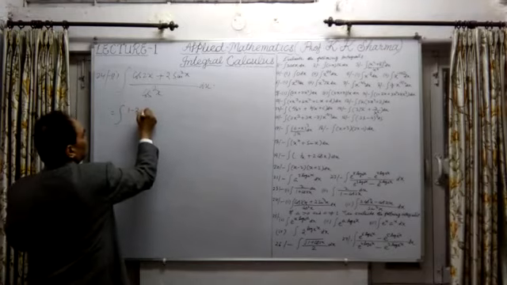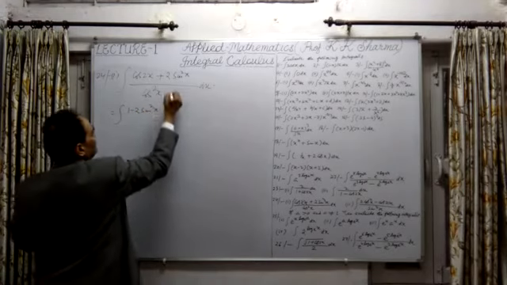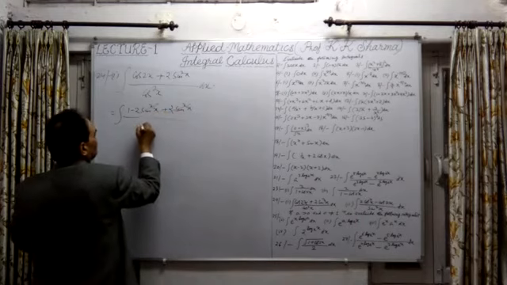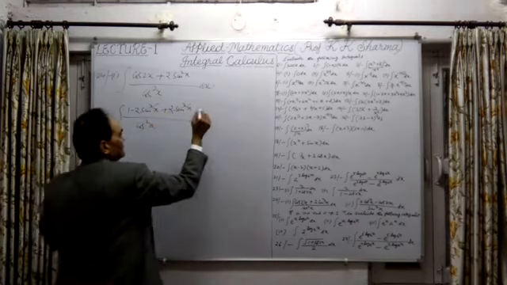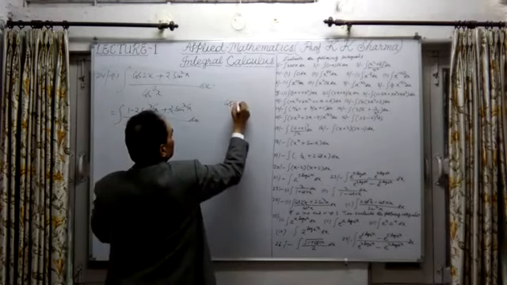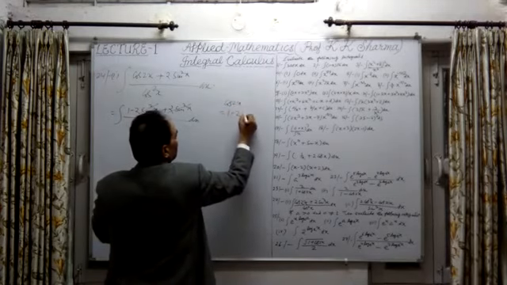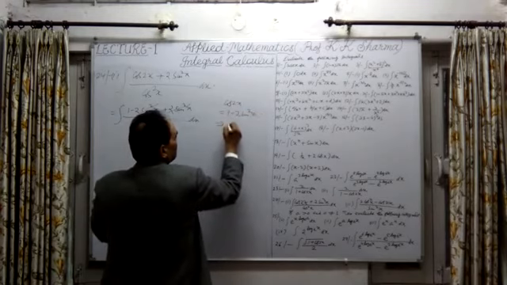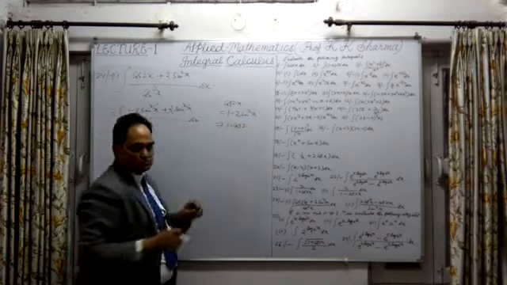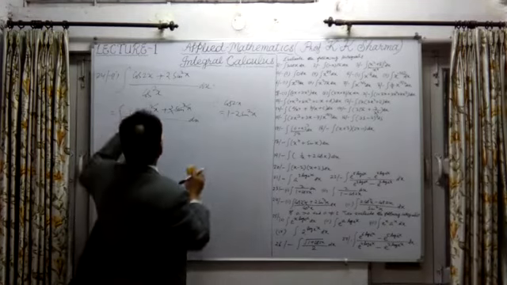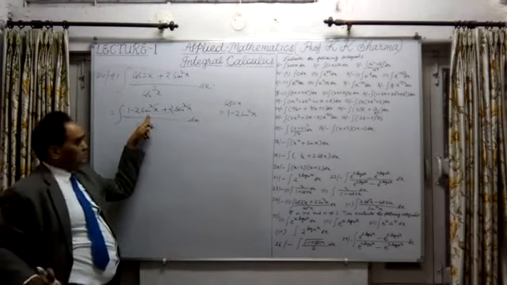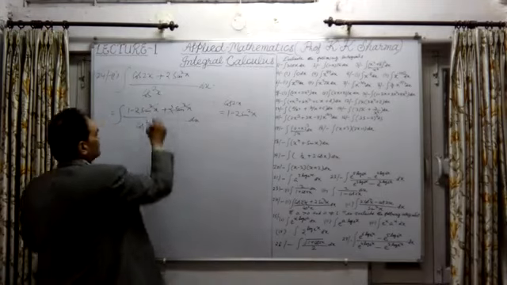Cos 2x is 1 minus 2 sin square x. As we know, plus 2 sin square x as it is. This cancels out, divided by cos square x into dx. Since cos 2x is equal to 1 minus 2 sin square x, we only use this formula here. Cos 2x we have replaced by 1 minus 2 sin square x, just to remove this 2 sin square x, which cancels out.